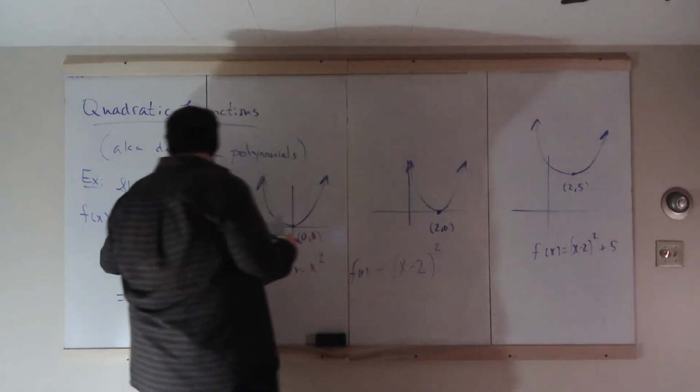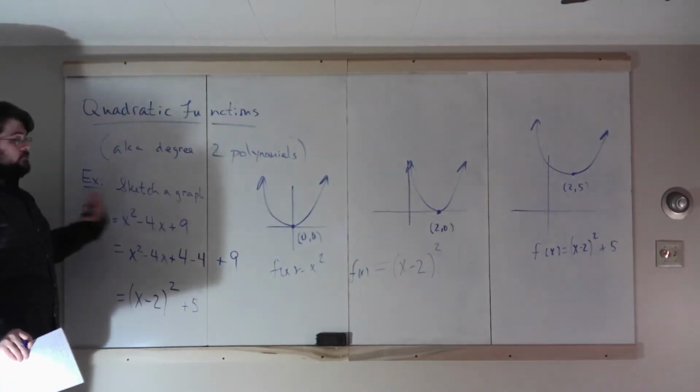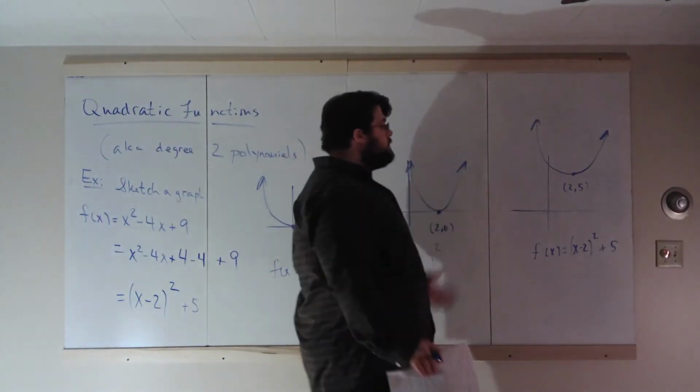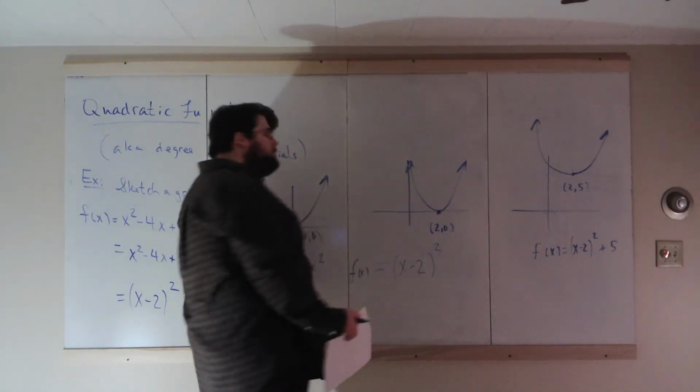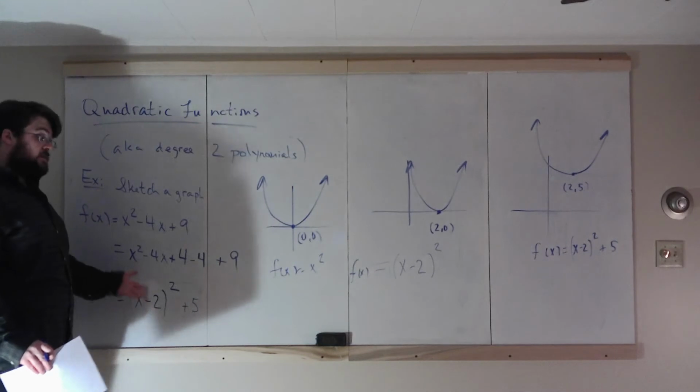So given any degree 2 polynomial, any quadratic function, we can complete the square and then use that. Well, we can complete the square and rewrite the function in a form on which we can see the graph transformations.